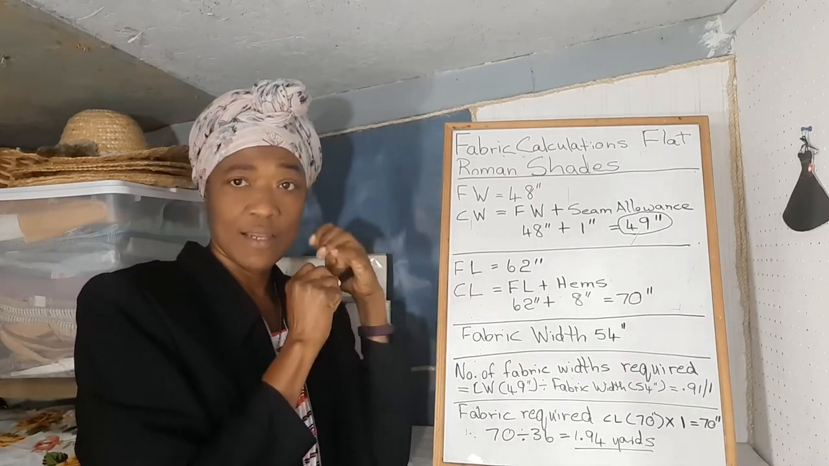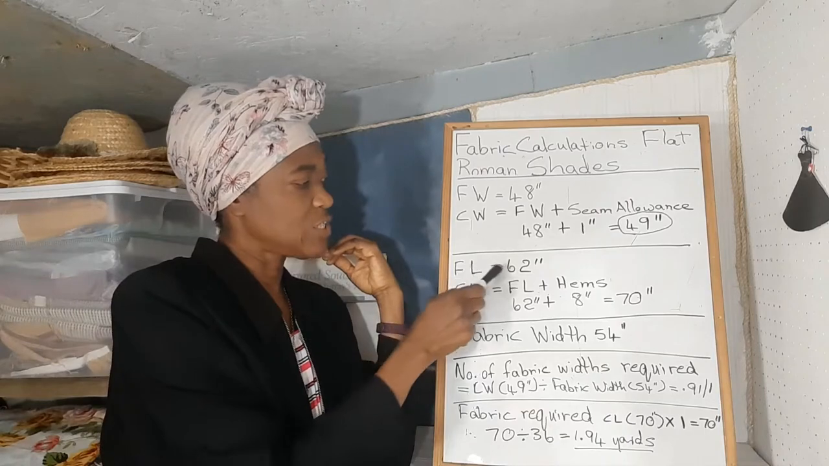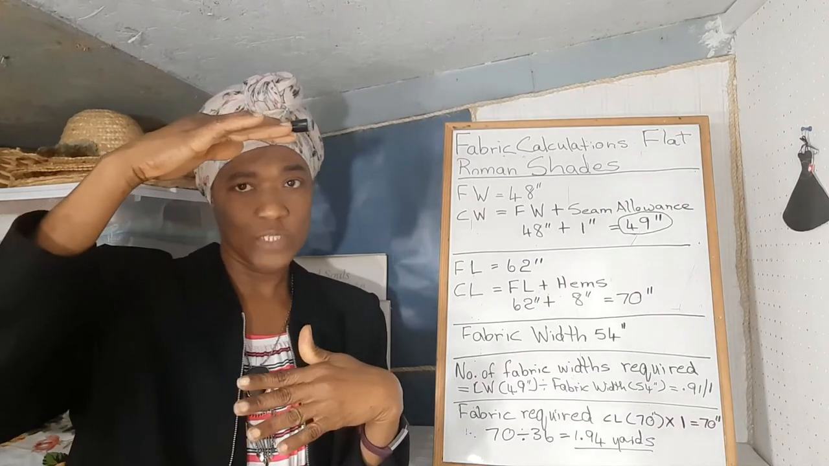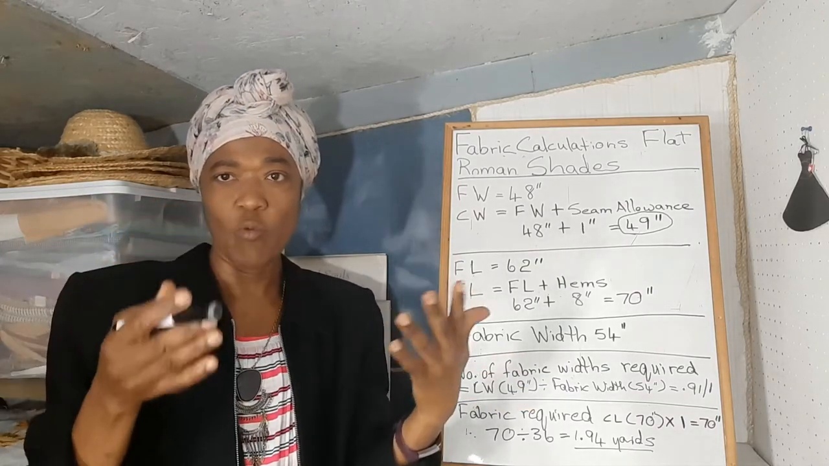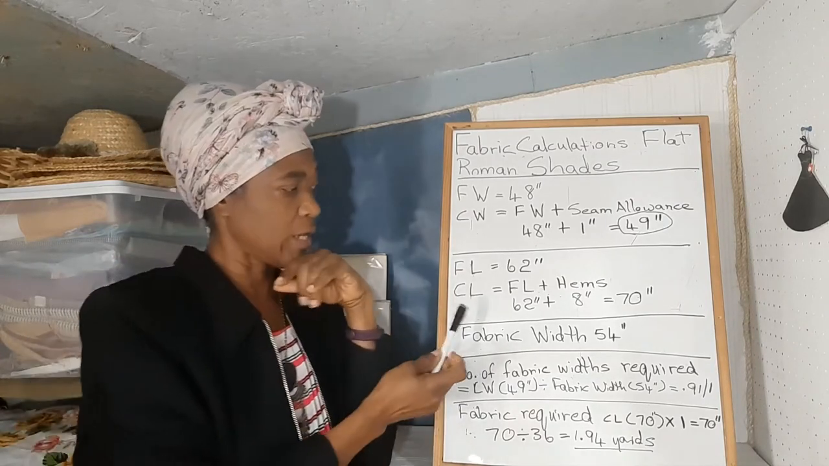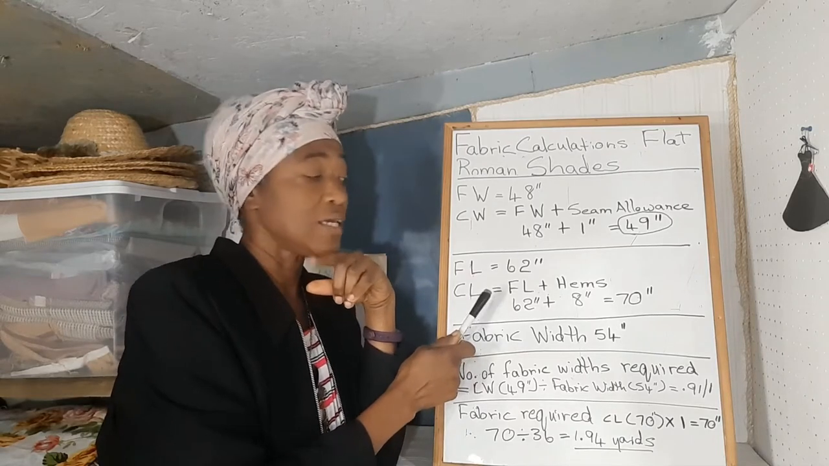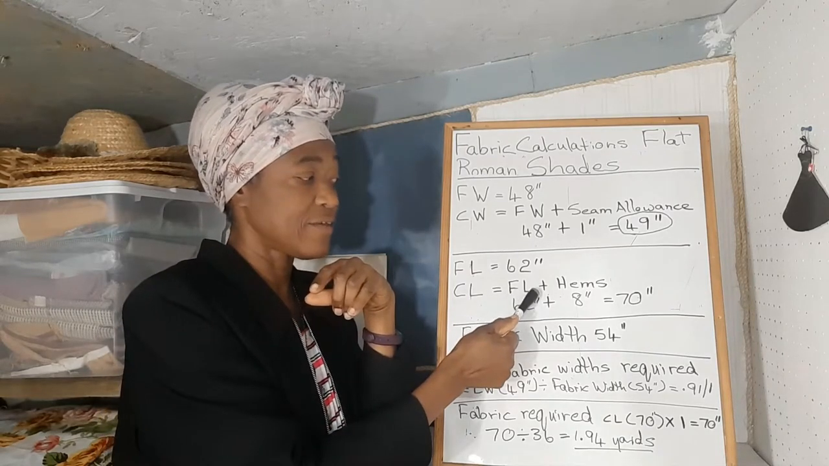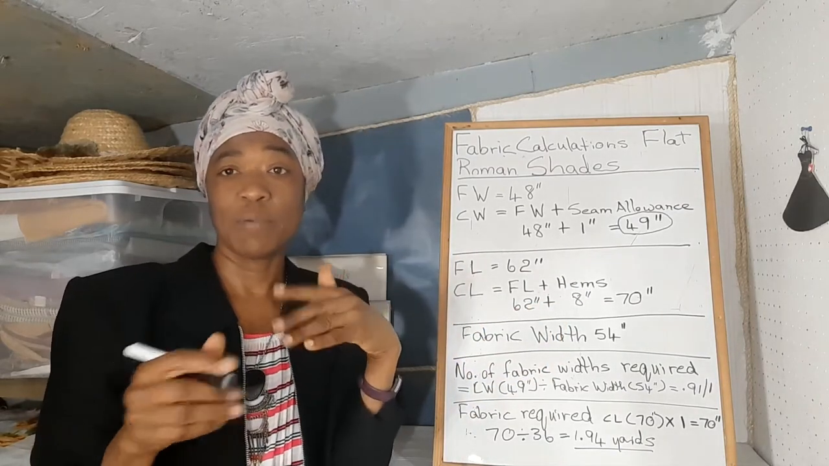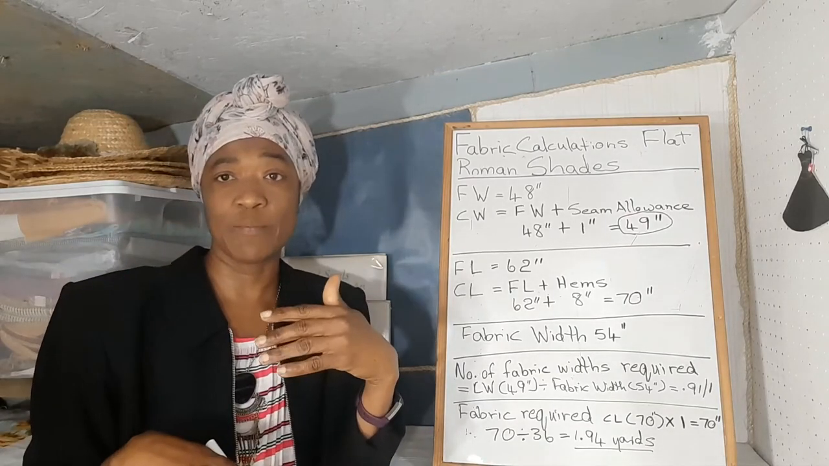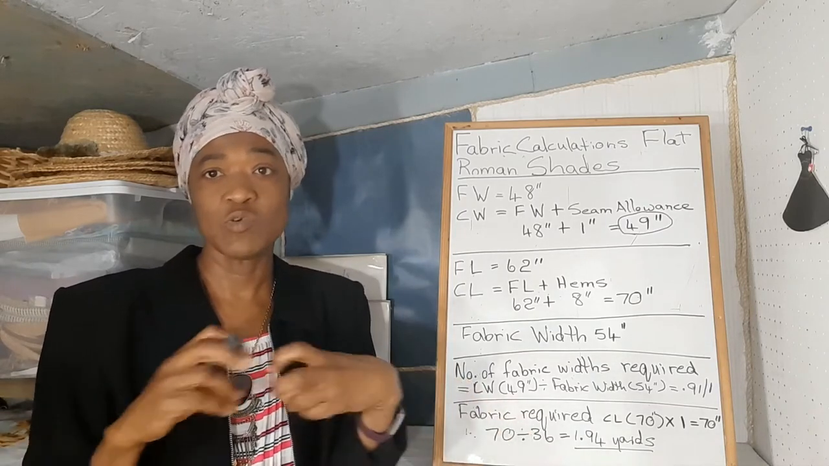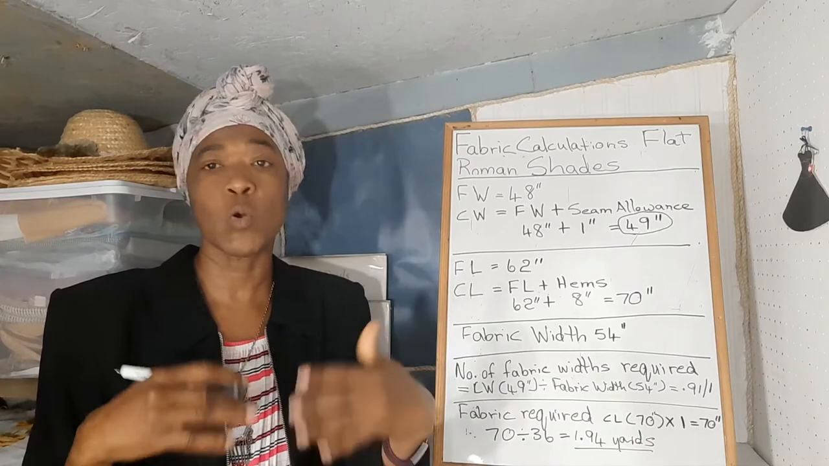Now let's look at the length. Our finished length will be 62 inches. So that's the length we'll finish with when the Roman blind is finished being constructed. Okay, our cut length equals our finished length plus our hems. Now, usually you will leave about 4 inches at the top and 4 inches at the bottom for your hems, depending on how you want to finish off your hem. You can always adjust your numbers accordingly, okay?